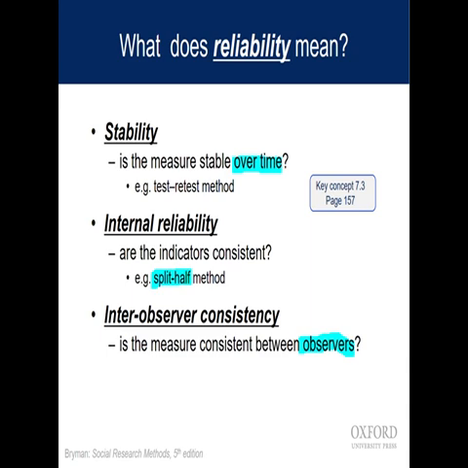If it doesn't, if it tells you one time you're 5'7", another time 5'9", another time 5'5", another time 6 foot, I mean, you're all over the place. It's not a stable measure. So stability gets at the over time issue. Does it stay the same over the time?